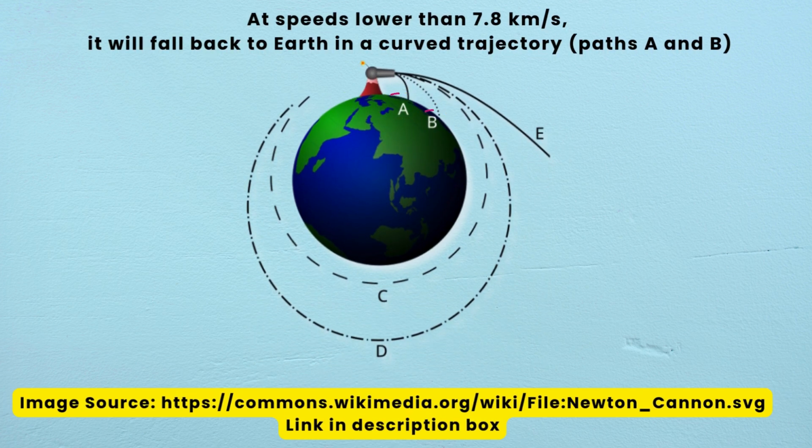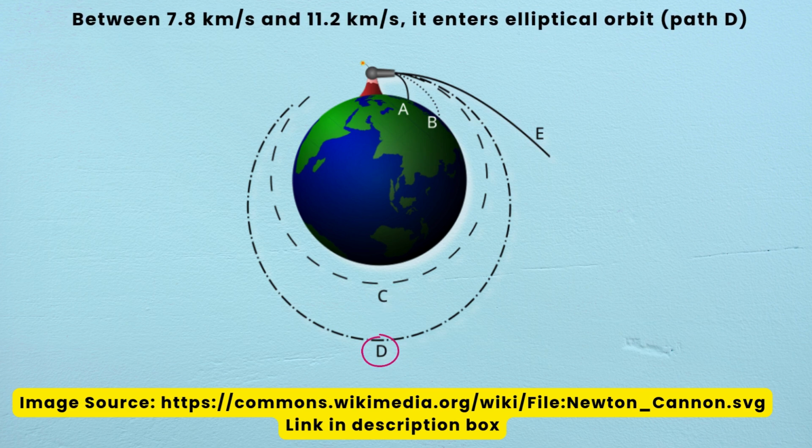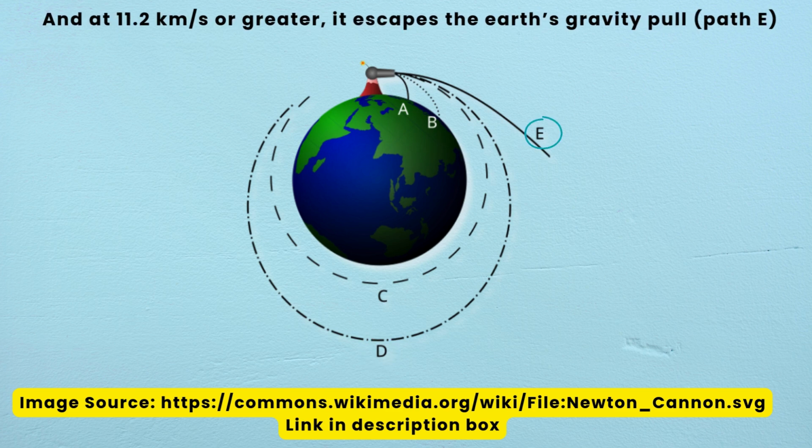At speeds lower than 7.8 km per second, it will fall back to Earth in a curved trajectory, that is paths A and B. At 7.8 km per second, it stays in Earth orbit, and that is path C. Between 7.8 and 11.2 km per second, it enters elliptical orbit, and that is path D. And at 11.2 km per second or greater, it escapes the Earth's gravity pull, which is path E.